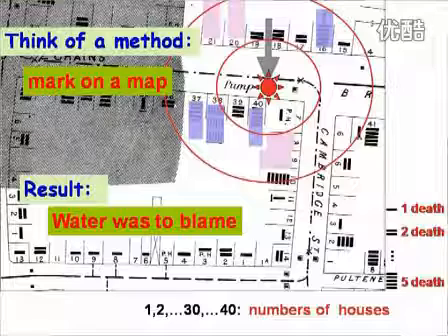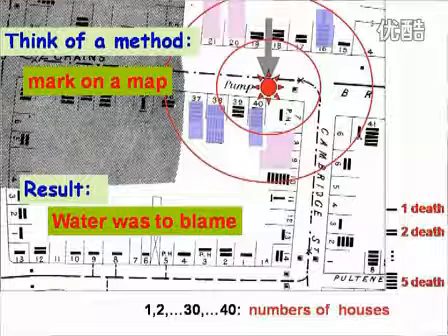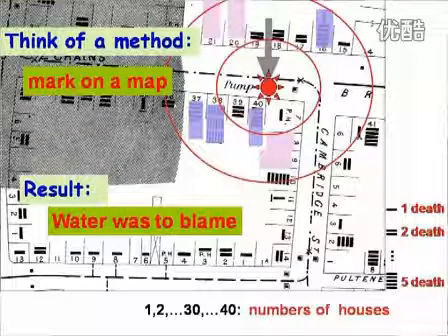What did John Snow do when another outbreak hit London in 1854? 3 things. Now he drew a map. Now this map is think of method. Now mark on a map. Result. Now what are words to blame? Now the cause of cholera is water.